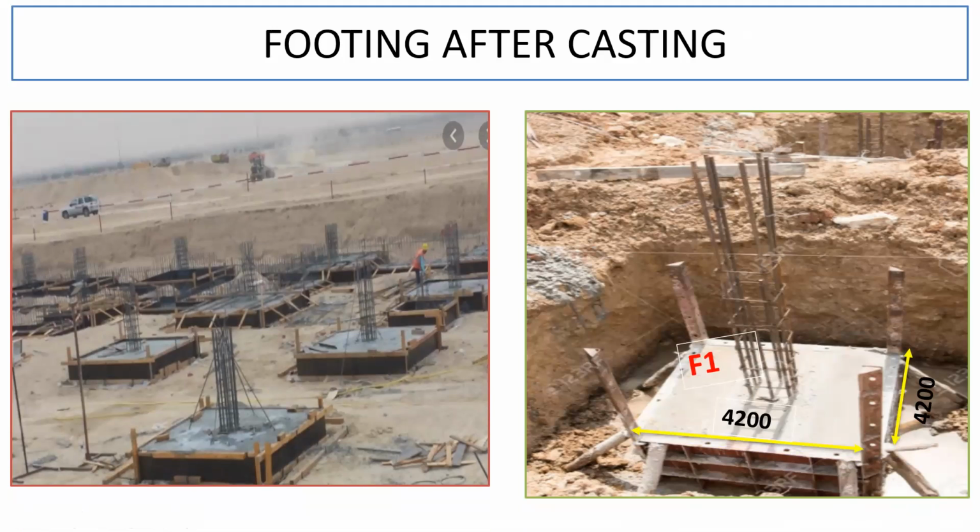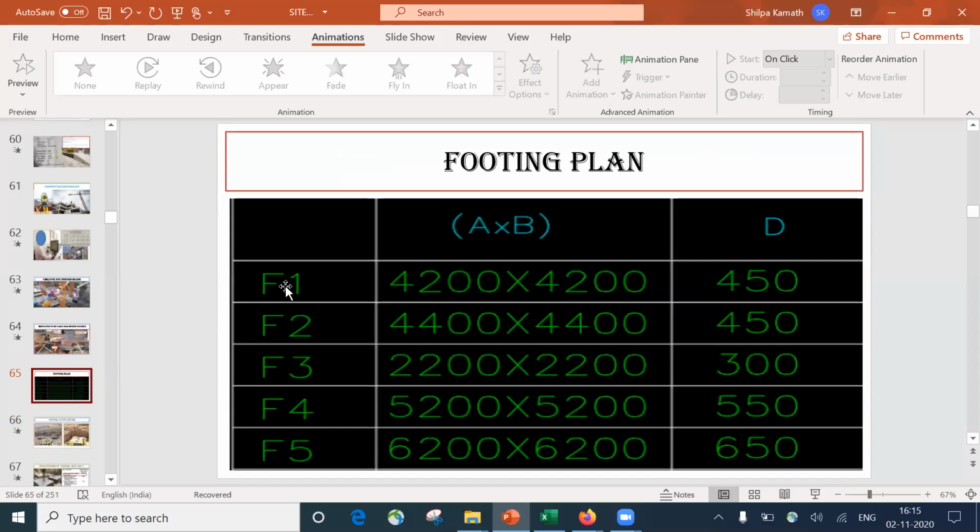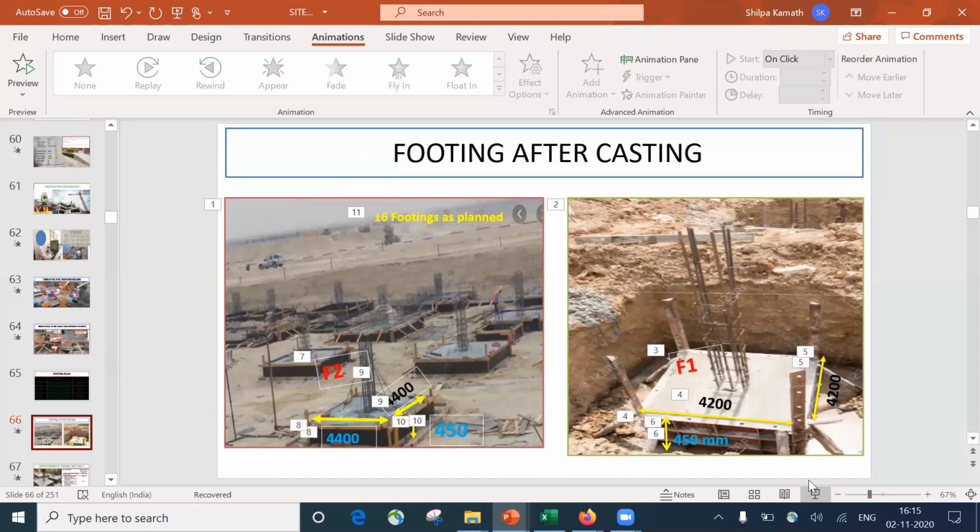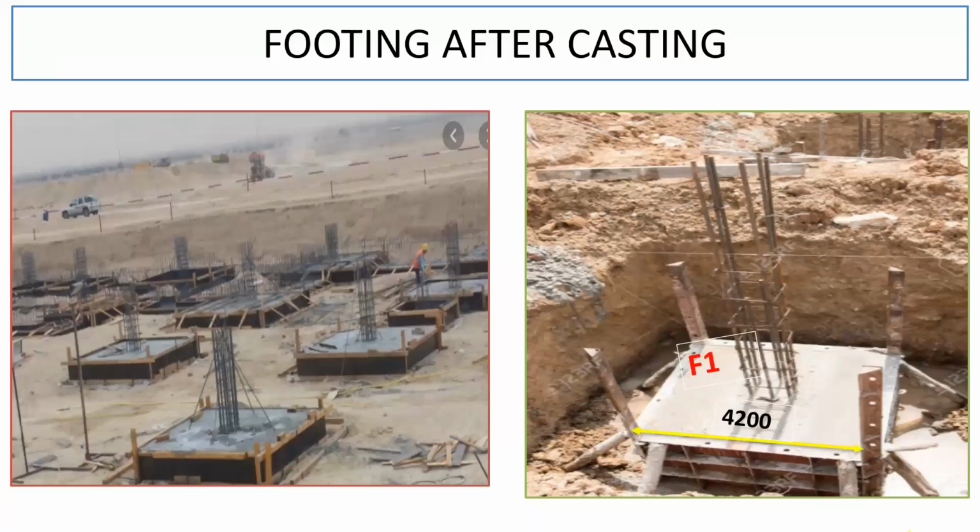That we saw from the previous slide, where we went through F1, F2, and F3 footing. So this was F1 footing. The size is 4,200 by 4,200. So this is the depth of the footing. The depth of the footing is 450, because it was already mentioned. I'll try to go back again. So it was F1 footing. The size was 4,200 by 4,200, and the depth was mentioned as 450 mm. So that is what I'm trying to show you here. So F1, and this is the depth of the footing, that is 450 mm.